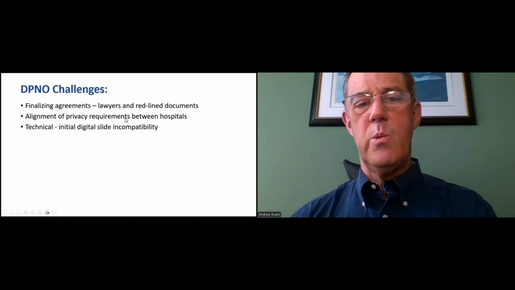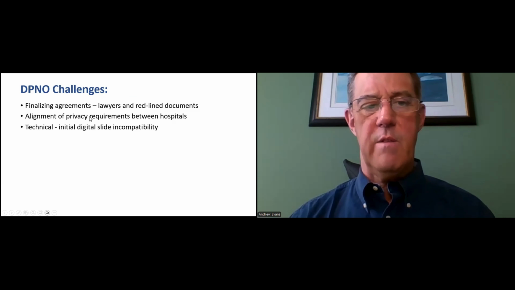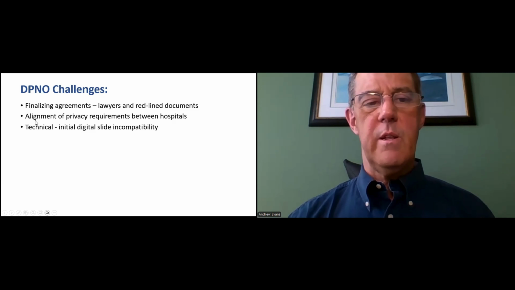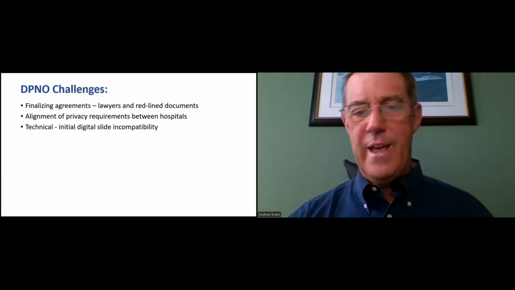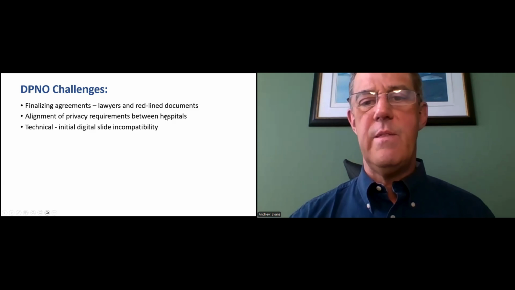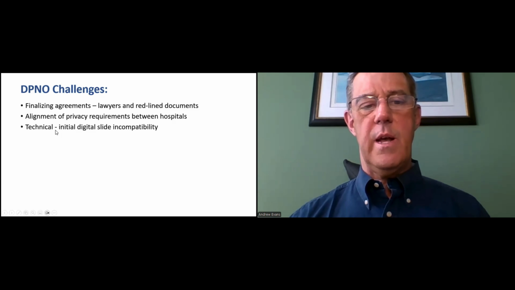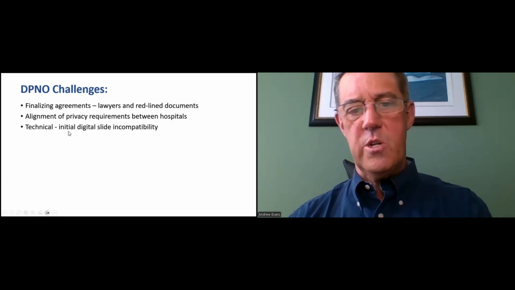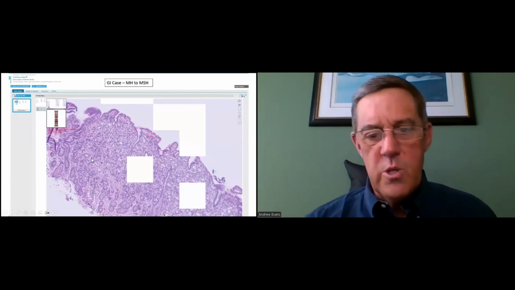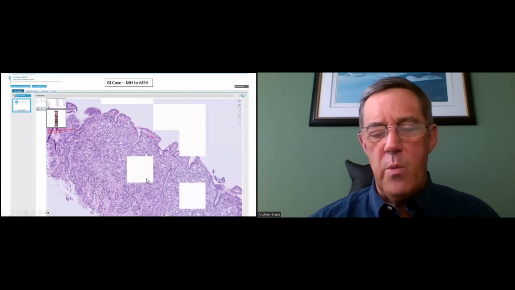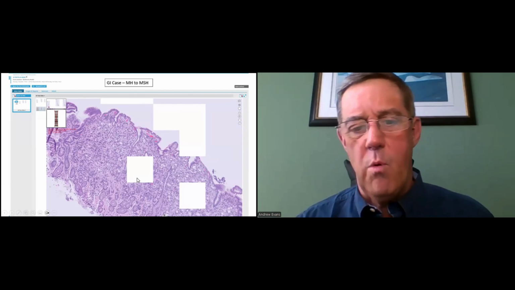So you get into the issues where you have 2 sets of lawyers and red line documents that go back and forth. There were particularly issues on alignment with privacy requirements between the hospitals. So again, something similar to what arose within the MJT. And then there were technical issues where there was some initial digital slide incompatibility. And that's shown here. So this is with the iSyntax format that we have for the Philips platform.